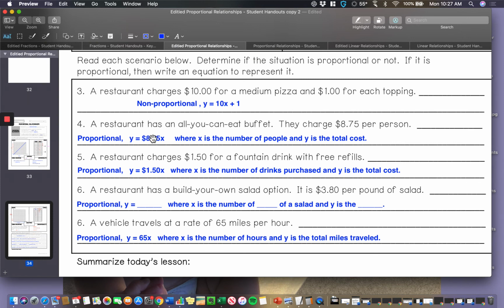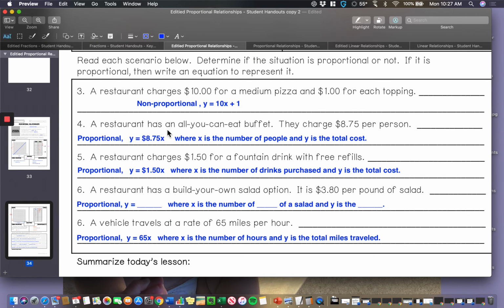All right. However, in some of these other ones, if you take a look at the equation here, y equals 10x plus 1 versus the rest of the equations I wrote down here, all right, there is no addition. It is just simply a unit rate multiplied by whatever x is. In this case, x is the number of people.